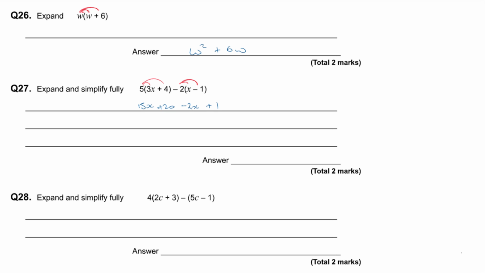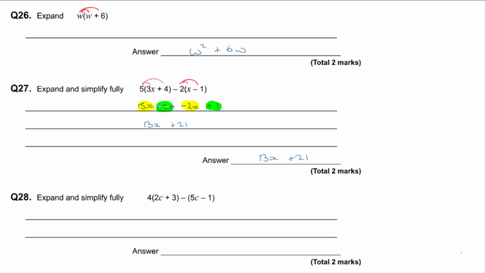Okay? Now, when I've got that far, I can start collecting like terms. I've got a term in x and x there, and I've got constants here and here that I can add together. So 15x take away 2x, that's 13x, and 20 plus 1, that's 21. So my final answer is 13x plus 21.